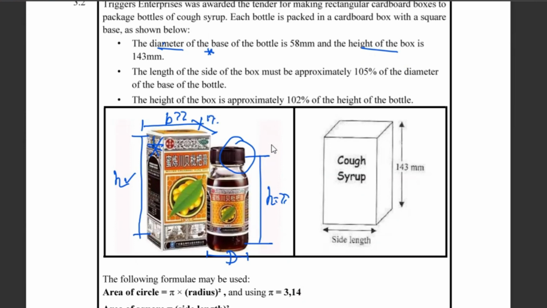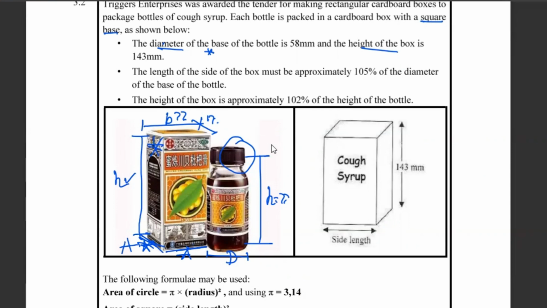Anyway, they say the length of the side of the box must be approximately 105% of the diameter. What you take note of is that each bottle is packed in a cardboard box with a square base. A square base simply means this base of the box is a square. If this side is A, this other side is also A. Okay, we continue.